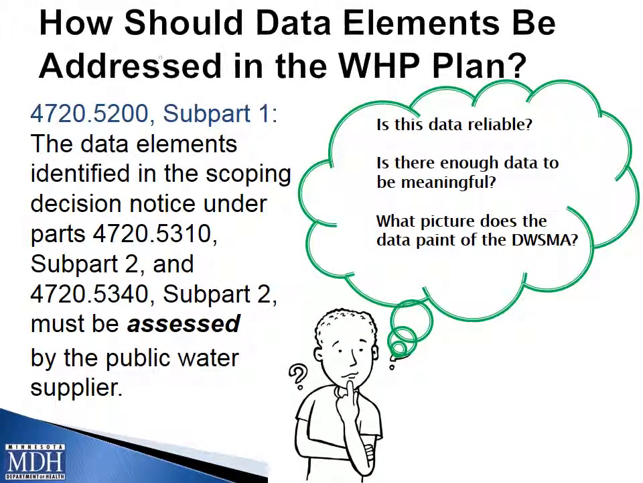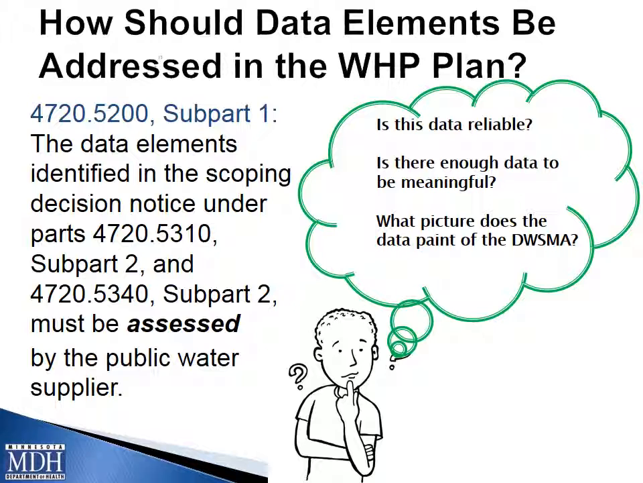The Minnesota Wellhead Protection Rule states that the data elements identified in the Scoping Decision Notice must be assessed by the public water supplier during the development of the Part 2 plan. When you set about to gather the required data, you may or you may not find what you feel to be an adequate amount of data related to the requirement. Also, the data that you do find may vary in its reliability. For instance, you may determine that the data is very outdated, or the data may have been gathered in such a way that the information can't be counted on to provide a clear picture.